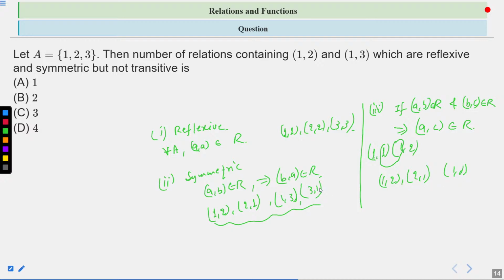But we basically have to find a relation which is symmetric and reflexive, but not transitive, right? It should not be a transitive relation, so we have to make sure of that condition.